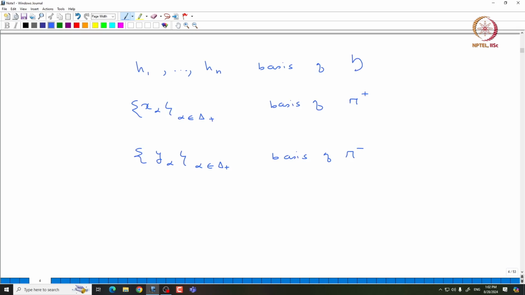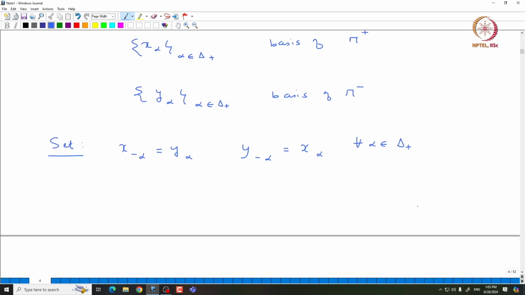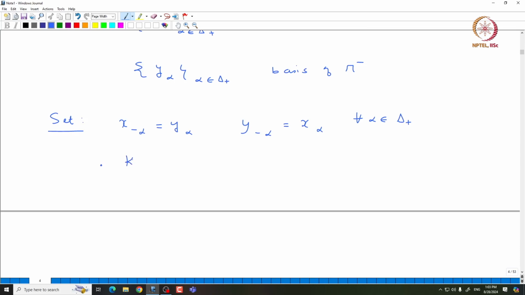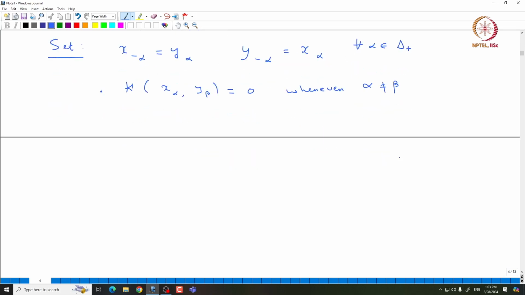The corresponding dual basis one can write down, but before that let us observe the following. It is natural to set x minus alpha to be y alpha, and y minus alpha to be x alpha, for all alpha in delta plus. With this notation it is not hard to prove that kappa of x alpha y beta is nothing but 0 whenever alpha is not equal to beta. These things are already done. Because they are true for the trace form, they must be true even for the Killing form.